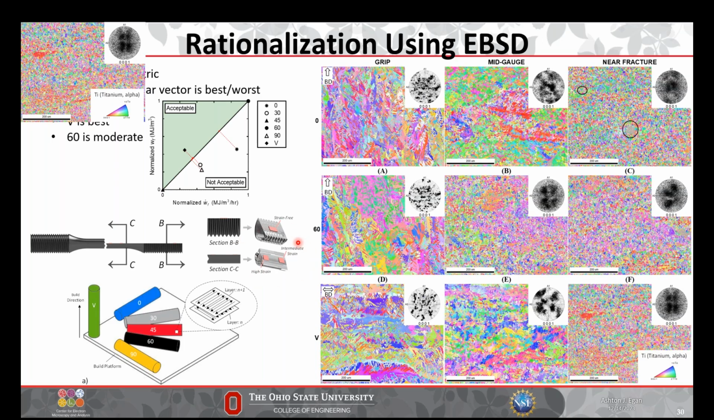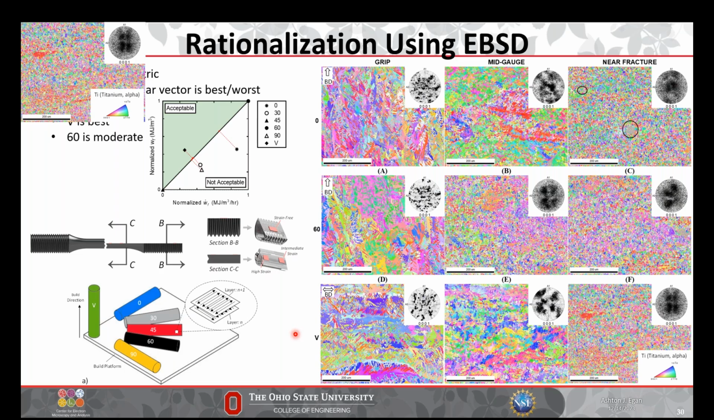And so then back to EBSD, we generate a ton of EBSD data. And these are all EBSD maps that are taken from these various places. So at the top, there are labels showing you grips, which is where I'm indicating now, mid-gauge and near fracture for each of these orientations. So 0 is this first row, 60 is the middle row, and vertical is the last row.